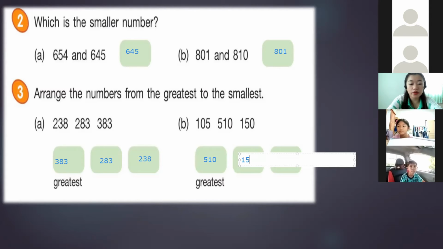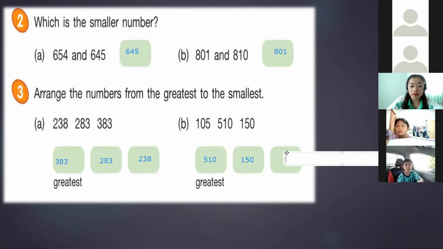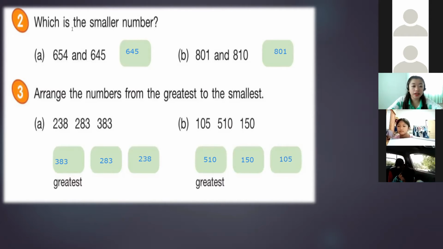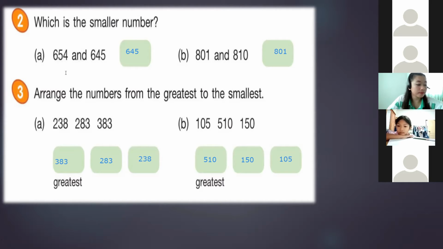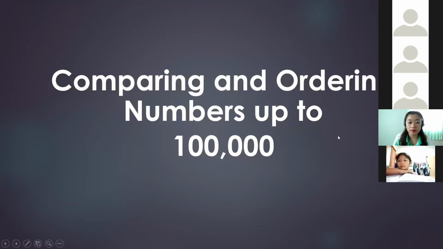We have 150. And what about the smallest number? It is 105. Very good. Okay, are you finished with our warm-up activity? Okay, very good. Let's proceed to page 18 of your book.